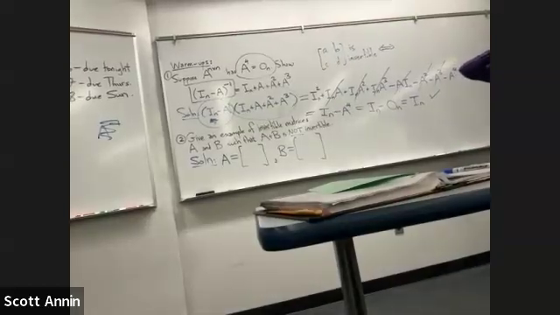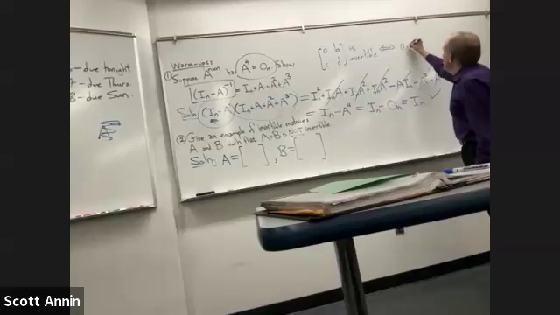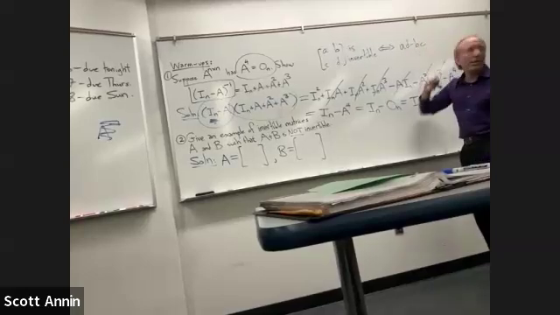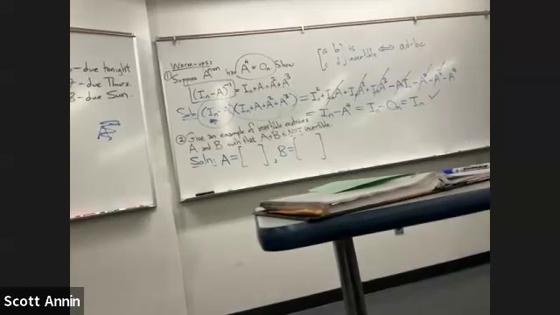1 over AD minus BC, we don't need the 1 over for the condition, but you're thinking of the formula for the inverse. But yeah, the condition is just that what would be true about AD minus BC? Not equal to 0, exactly.